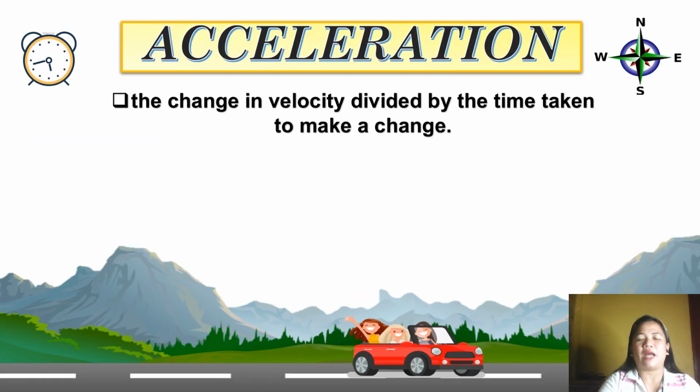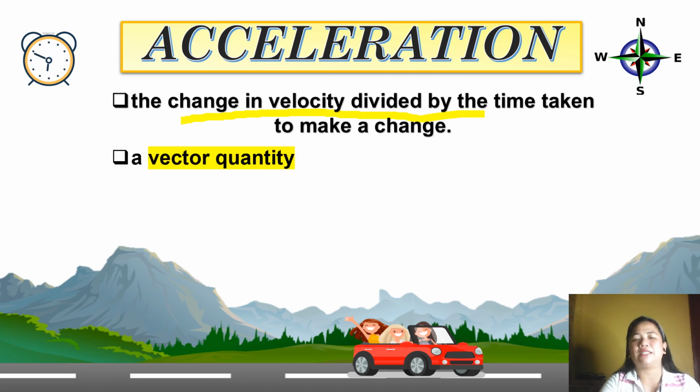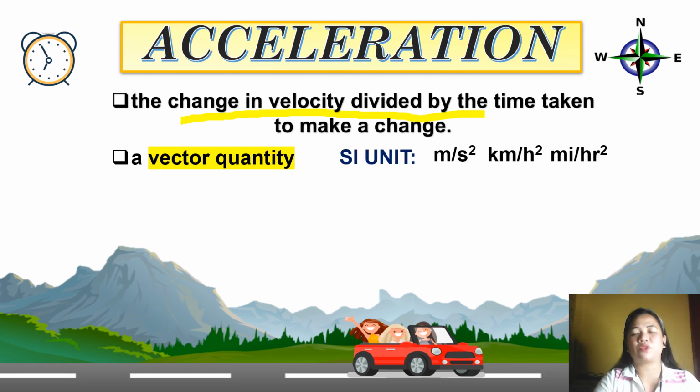Now, I repeat, when we say acceleration, always remember that acceleration is change in your velocity divided by the time. So always remember that acceleration is a vector quantity. When we say vector quantity, it has magnitude plus direction. So ang unit niya, meter per second squared, kilometer per second squared. Okay, so sabihin, kapag may nakita kayong exponent na 2, it means squared yun. Ibig sabihin, yun ay acceleration.